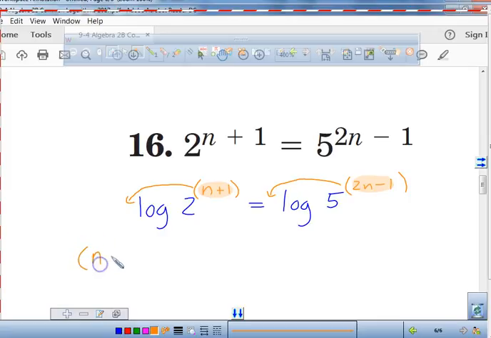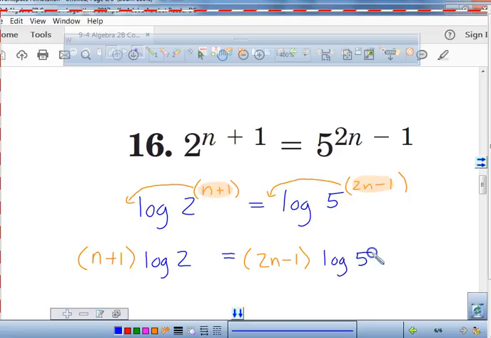You're going to have n plus 1 times the log of 2 equals, open parentheses, 2n minus 1 times the log of 5. Why is this problem a little bit trickier than all of the other problems? What do you notice on both sides of the equal sign? What do we have? We have a letter n here, and we have a letter n over here. So we have to kind of move things to where we need to.